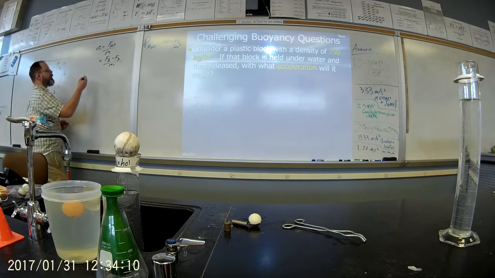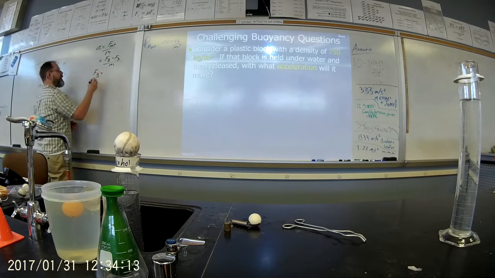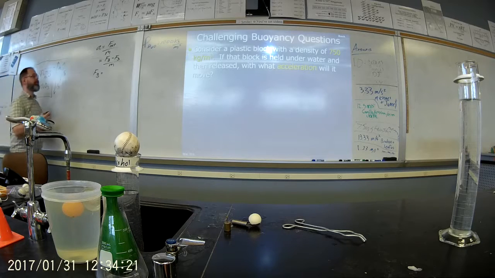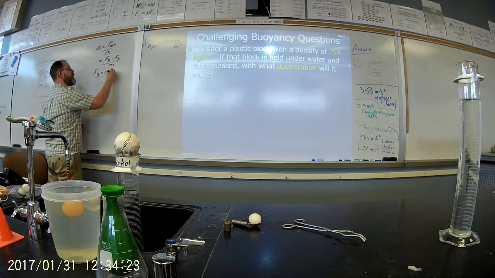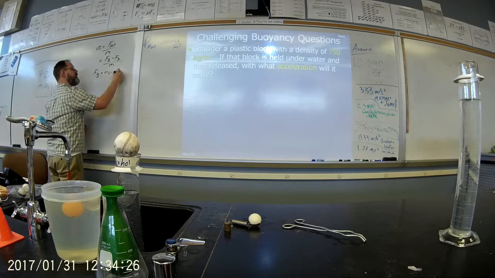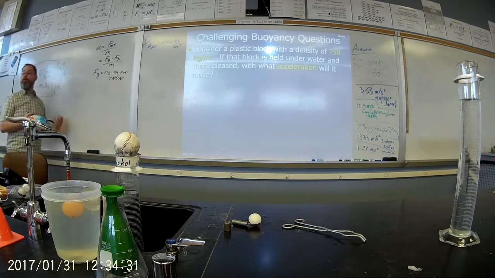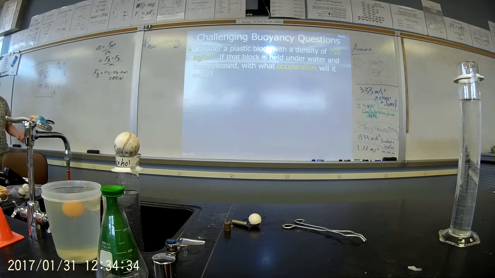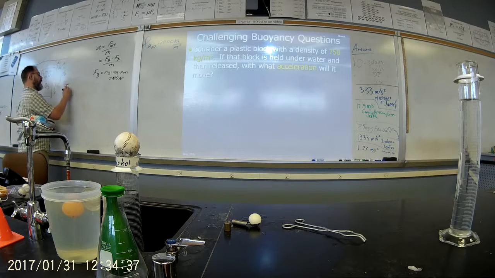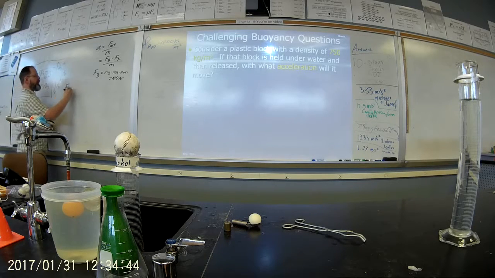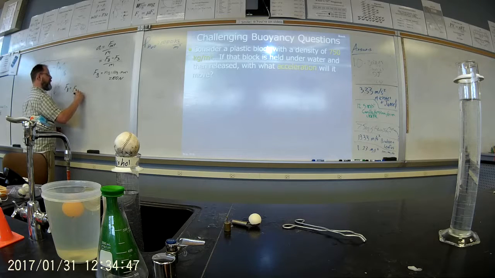So let's look at the variables that we're using. The first one that's really easy is Fg. What's Fg? It's just mg, which is 10 kilograms times 10 meters per second squared, or 100 newtons. So gravity's pulling the block down with 100 newtons. So the big question is, how much is the fluid pushing back? We remember, from Archimedes, that buoyant force is equal to the Fg of the H2O displaced.